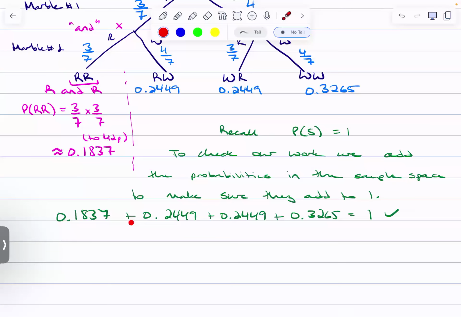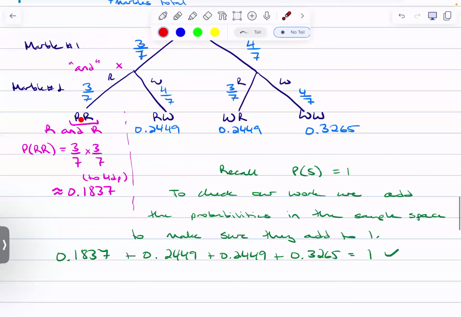Why are we adding? Because the sample space could be R and R, or R and W, or W and R, or W and W. And so whenever you're saying or, right, or in between here, that means addition. That's for the sample space, but that'll apply to any probabilities that you want to combine.